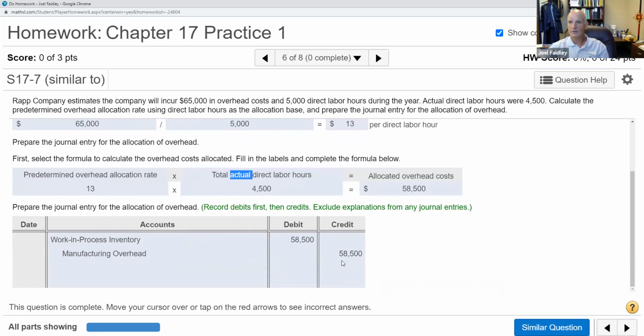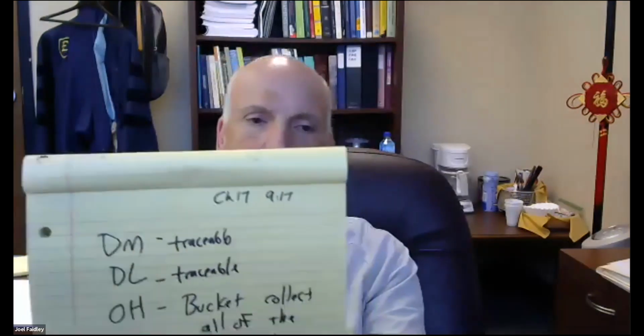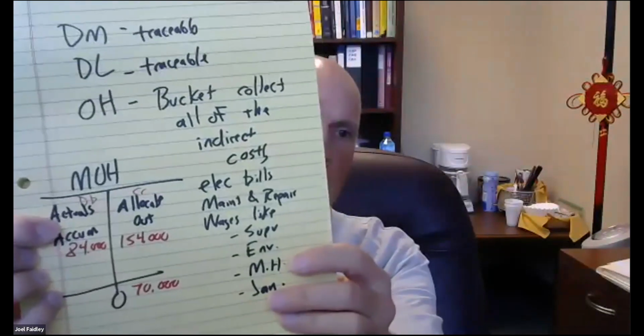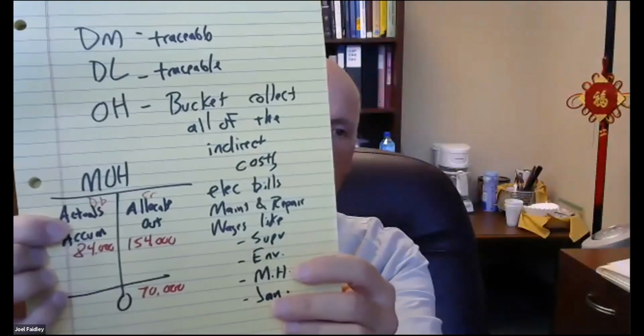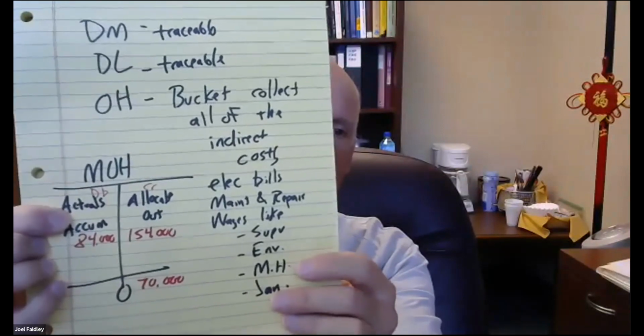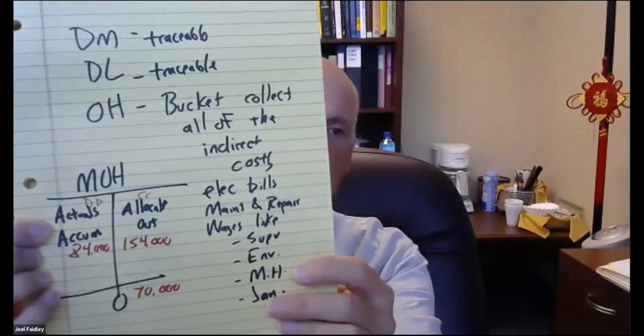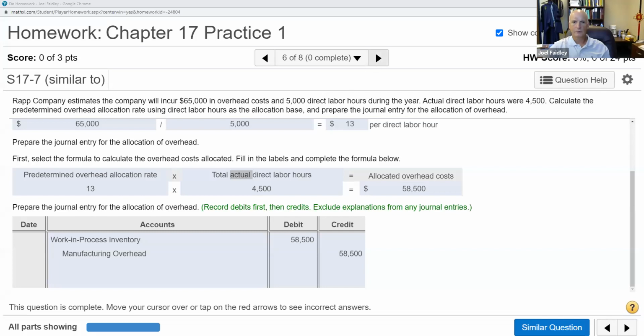I call it a bucket, but it's really just a holding tank that has to be zeroed out at the end of the period. Always remember that. I can't show this enough here on the screen. Manufacturing overhead, you're allocating out on the right side, and on the left side, you're accumulating actuals. It's good stuff. It's real world.